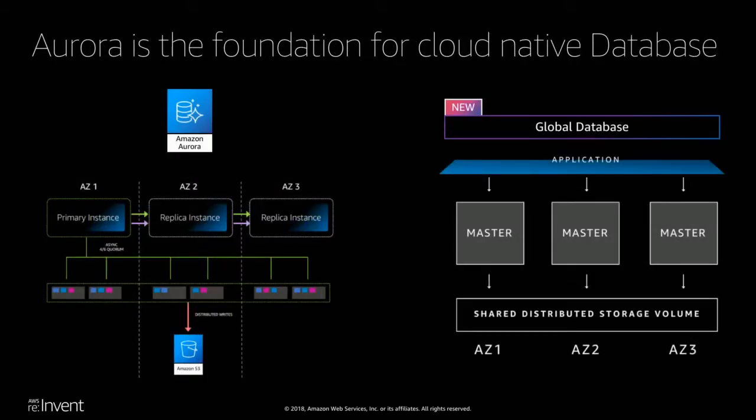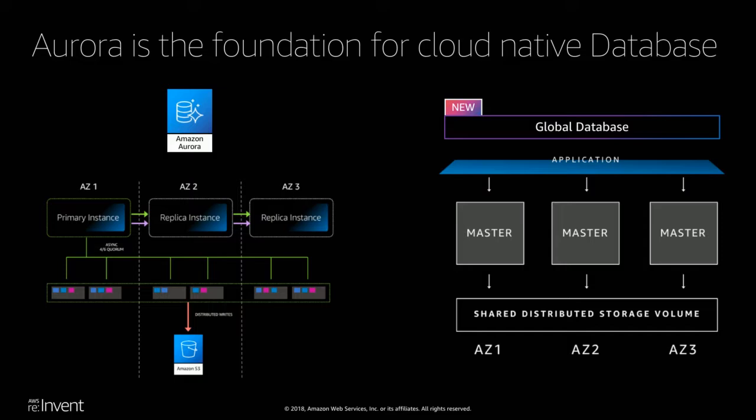So this year we launched the global database. I'm not sure if it's already available, it's in preview, but you can now create global databases with Aurora across multiple regions. We can't fight the speed of light, but we can create a database that is automatically replicated, normally in less than a second, across multiple regions.